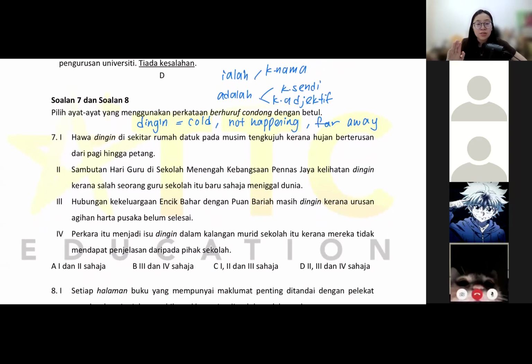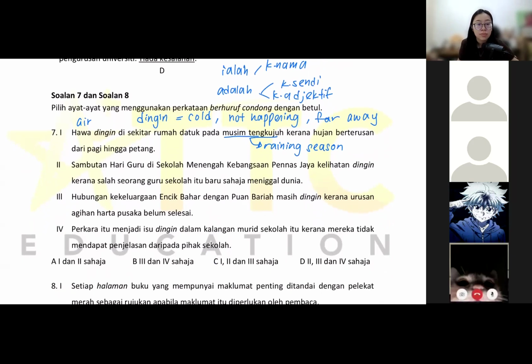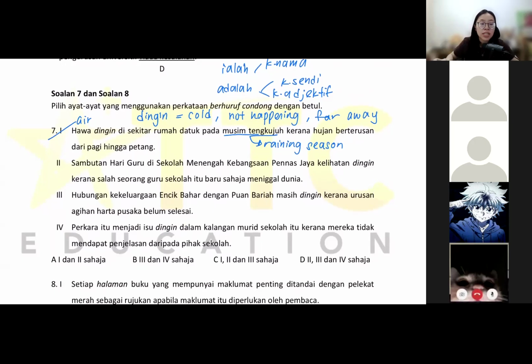Okay, like the first one, hawa is the air. Hawa dingin di sekitar rumah datuk pada musim tengkujuh, which is raining seasons, kerana hujan berterusan, which is the rain keeps on going dari pagi hingga petang. So now, is this one correct or wrong? It's correct. Yes, correct. Okay, if you think correct, then you put a slash. Don't need to type so many words.